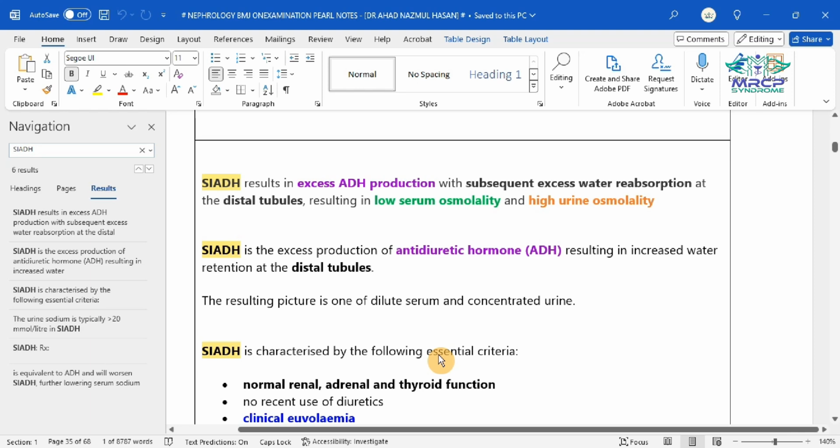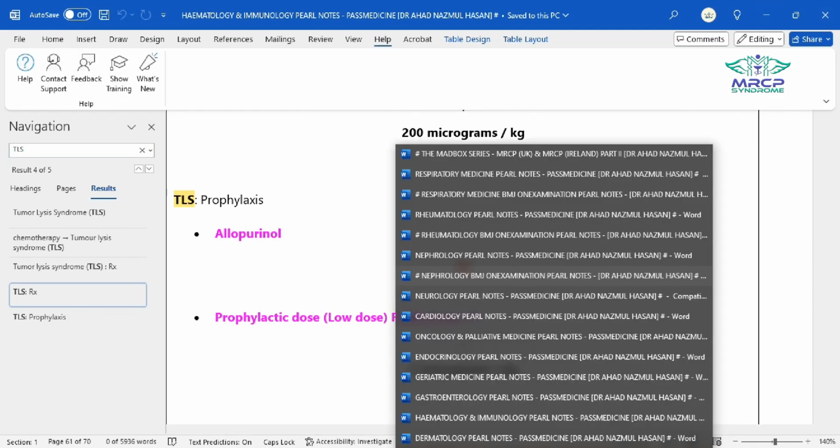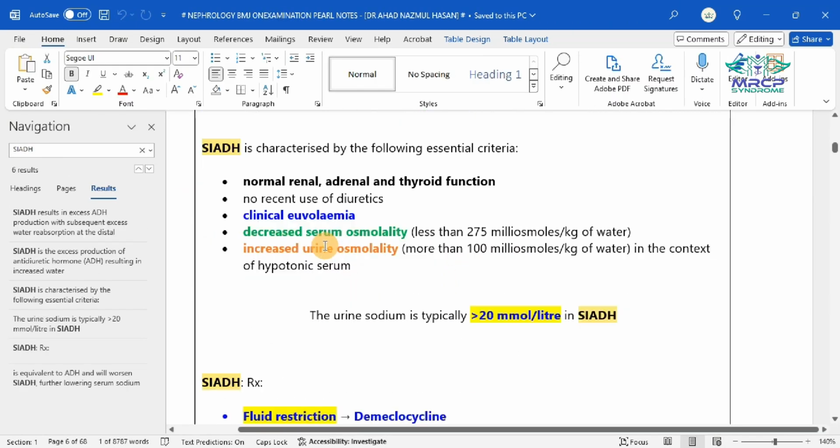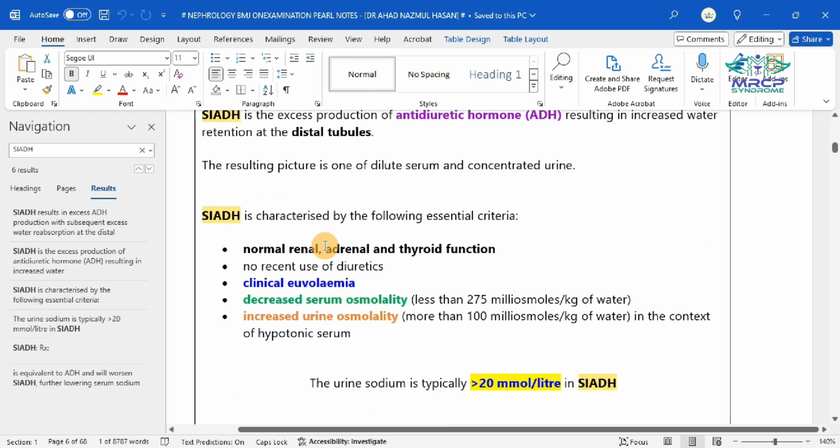You need to exclude some other conditions. Adrenal gland, thyroid gland dysfunction. Yes, go on. Renal failure, adrenal insufficiency, dehydration, and heart failure or fluid overload. So there will be some of the essential criteria. The patient will have normal renal, normal adrenal, normal thyroid function. So you need to assess this. If the patient is having abnormal renal function, abnormal adrenal function, abnormal thyroid function, this is not SIADH.